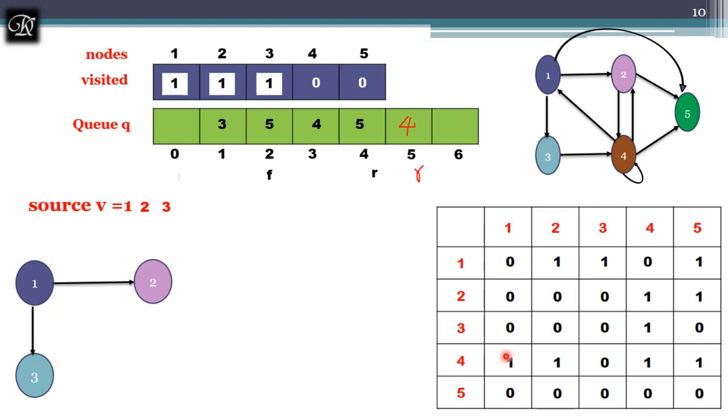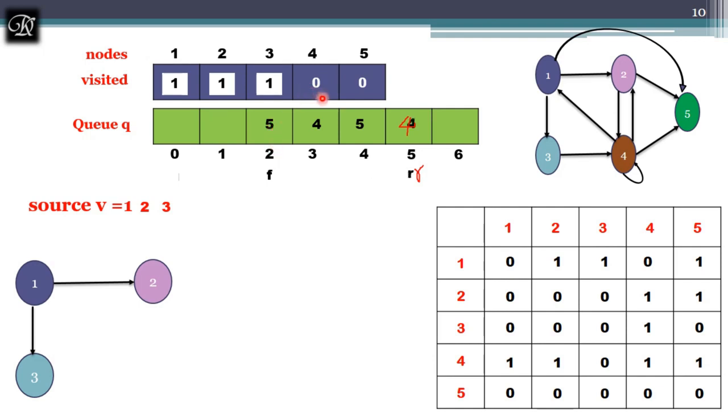Let me continue. Is there any edge from 3 to 5? No, there is no edge. So I will not continue here. Next, I will go with the next element. 3 is already visited. I forgot to remove this. Next element is 5. Take up the 5 and mark it as visited.